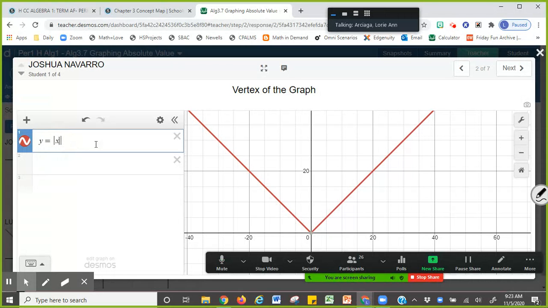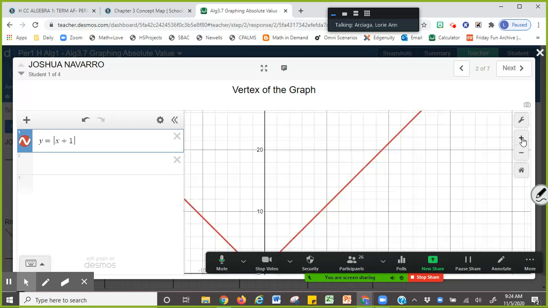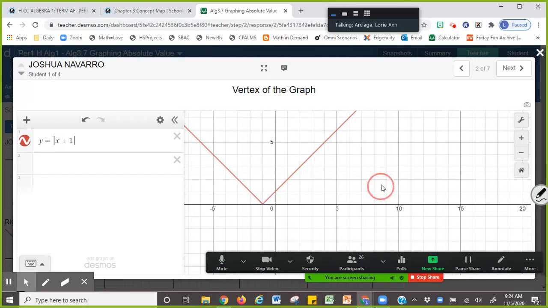Okay. Now, how do we move the vertex of an absolute value anywhere else on the screen? By moving it to the right or left. Well, you're going to think of a number. So let's see. I'm going to start with adding 1. So plus 1 inside your absolute value. I'm going to zoom in so we can see where Joshua's graph moved.